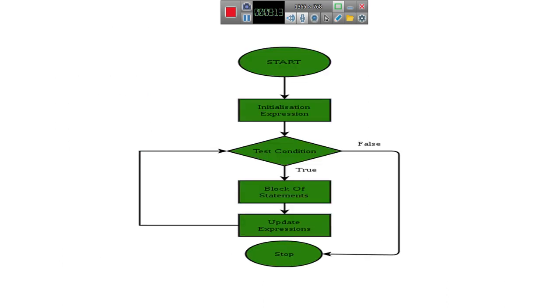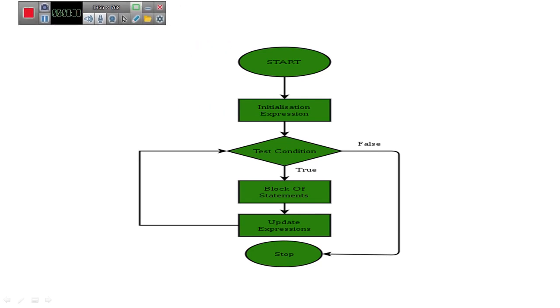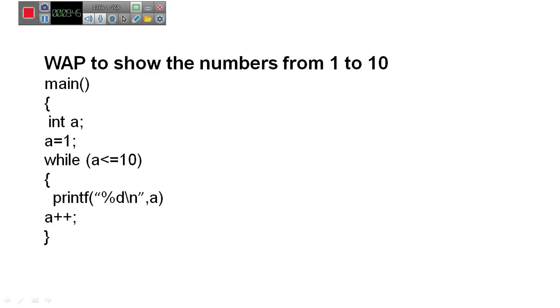And this is the flow chart of a while loop. Start, initialization expression, test condition, block of statements, update expression, then stop.